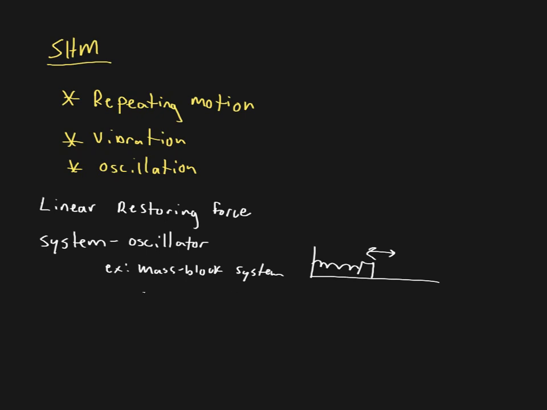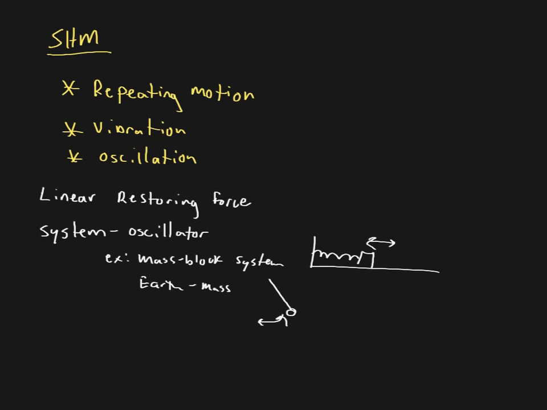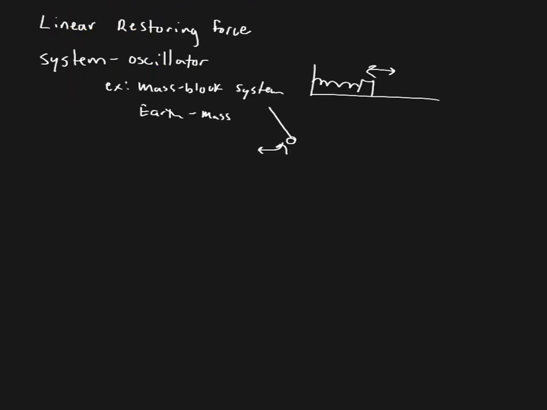Another example would be an earth mass system, and that you would recognize as a pendulum, and the pendulum is going to swing to and fro. All right, so those are examples of simple harmonic oscillators. So like I was saying before, we will use coil springs to help us develop the fundamental ideas behind simple harmonic motion. And we're also actually going to be using a spinning disc to do the same thing as well.